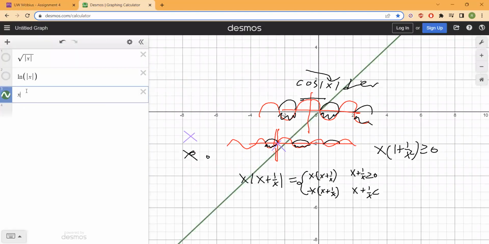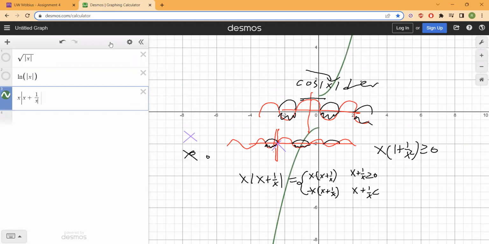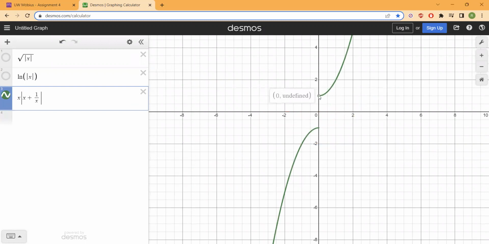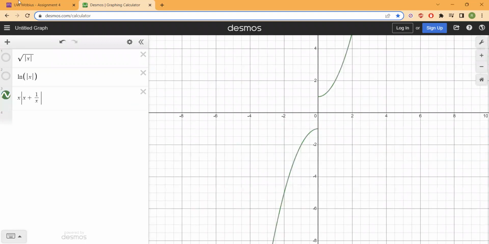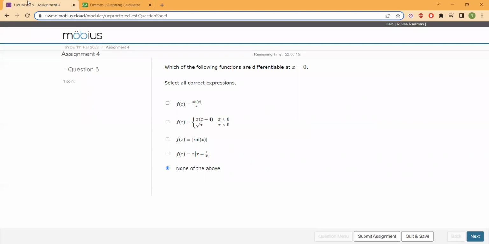So it's going to be x times the absolute value of x plus 1 over x. And let me try to clear all my messy work. And as we see, it isn't defined at 0, just as we kind of saw from a first glance. See, there's going to be a big hole here, the jump. So we kind of predicted that. And so what we see is that here, none of them are differentiable.